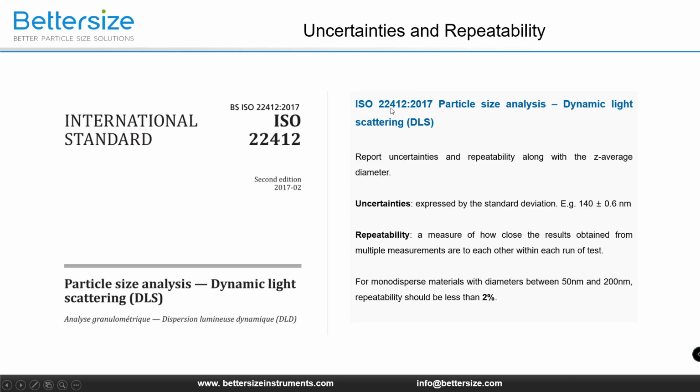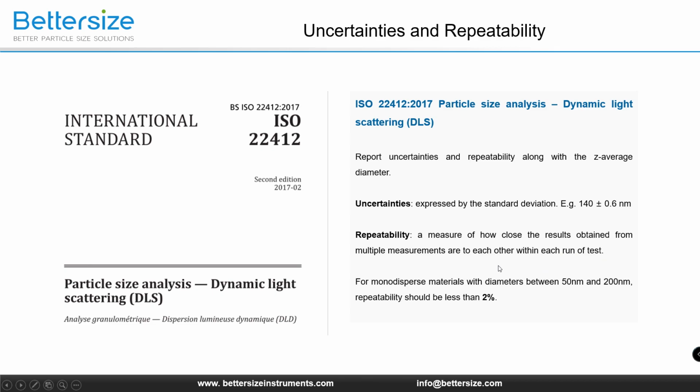According to the ISO 22412:2017 particle size analysis standard for dynamic light scattering, the particle size result should be reported along with its uncertainty and repeatability. The measurement uncertainty is expressed by the standard deviation, while the repeatability is the relative standard deviation that describes how close the results obtained from multiple measurements are to each other within each run of test.